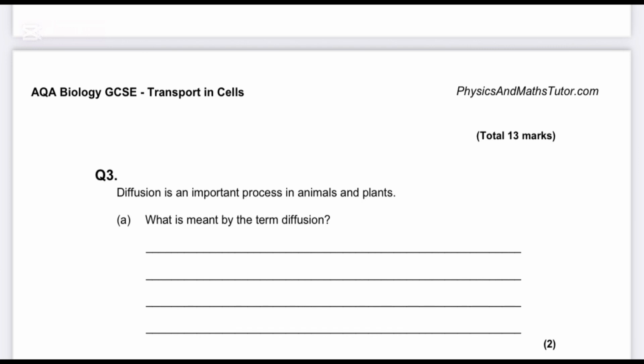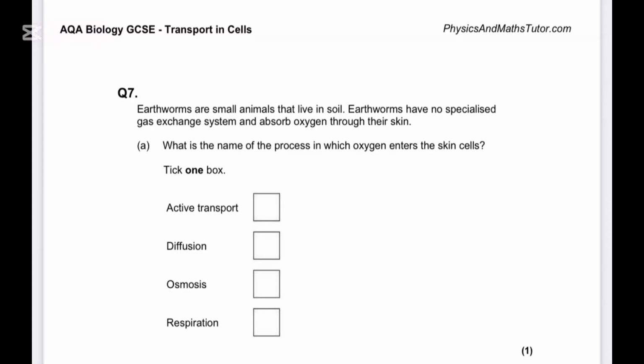Diffusion is an important process in animals and plants. That's what is meant by the term diffusion. That is way too easy for all of us to answer. Diffusion is simply the process in which particles move from a region of higher concentration to lower concentration. That's all. So let's go to the next question.